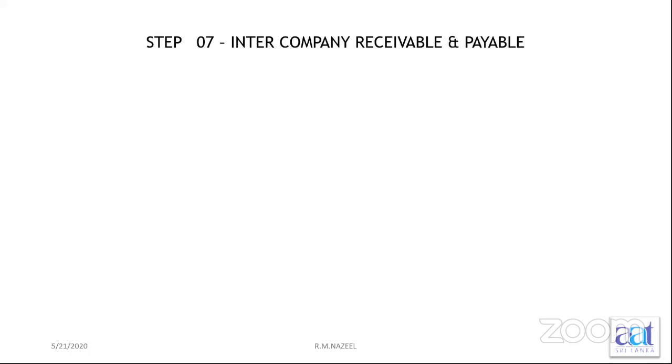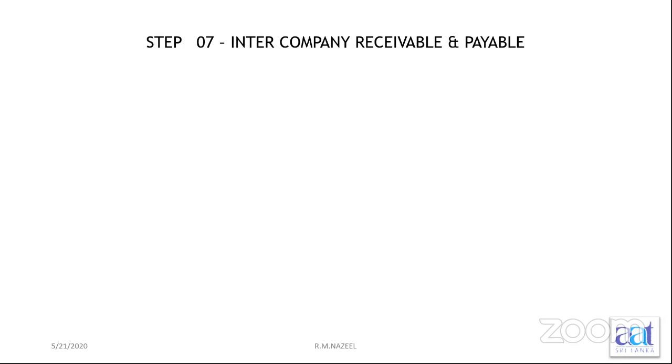Finally, as step number 7, what do you do for any intercompany receivables and payables? What does the consolidation standard say? You don't have a company called A or a company called B, you have a company called A group. So what happens in intercompany receivable and payable? A will give some money to B, B will give some money to A. Both parties will record assets and liabilities.